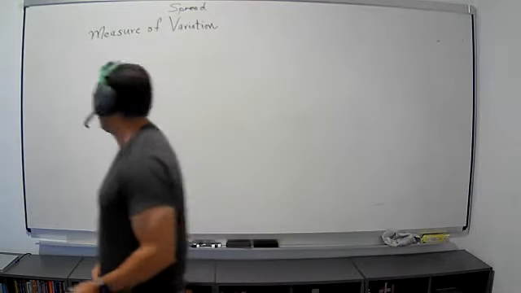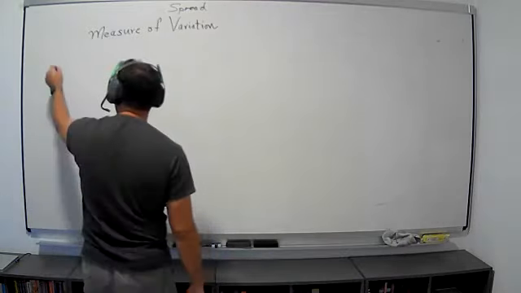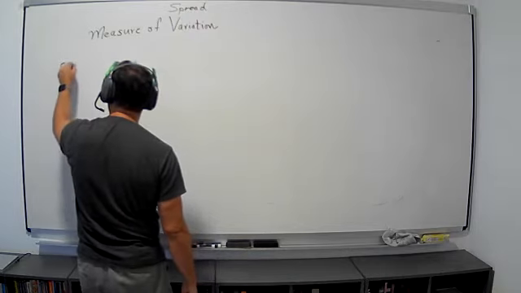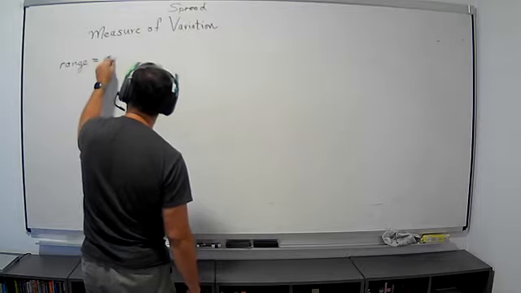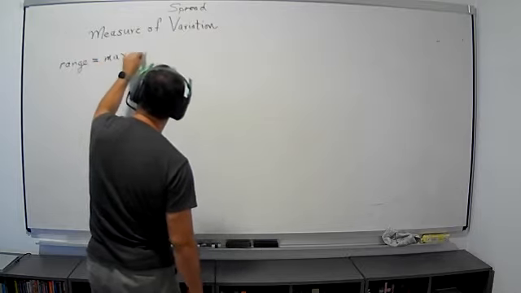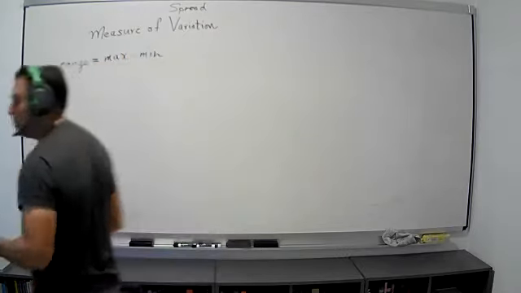So the first type of spread is the easiest one, the range: the max minus the min.